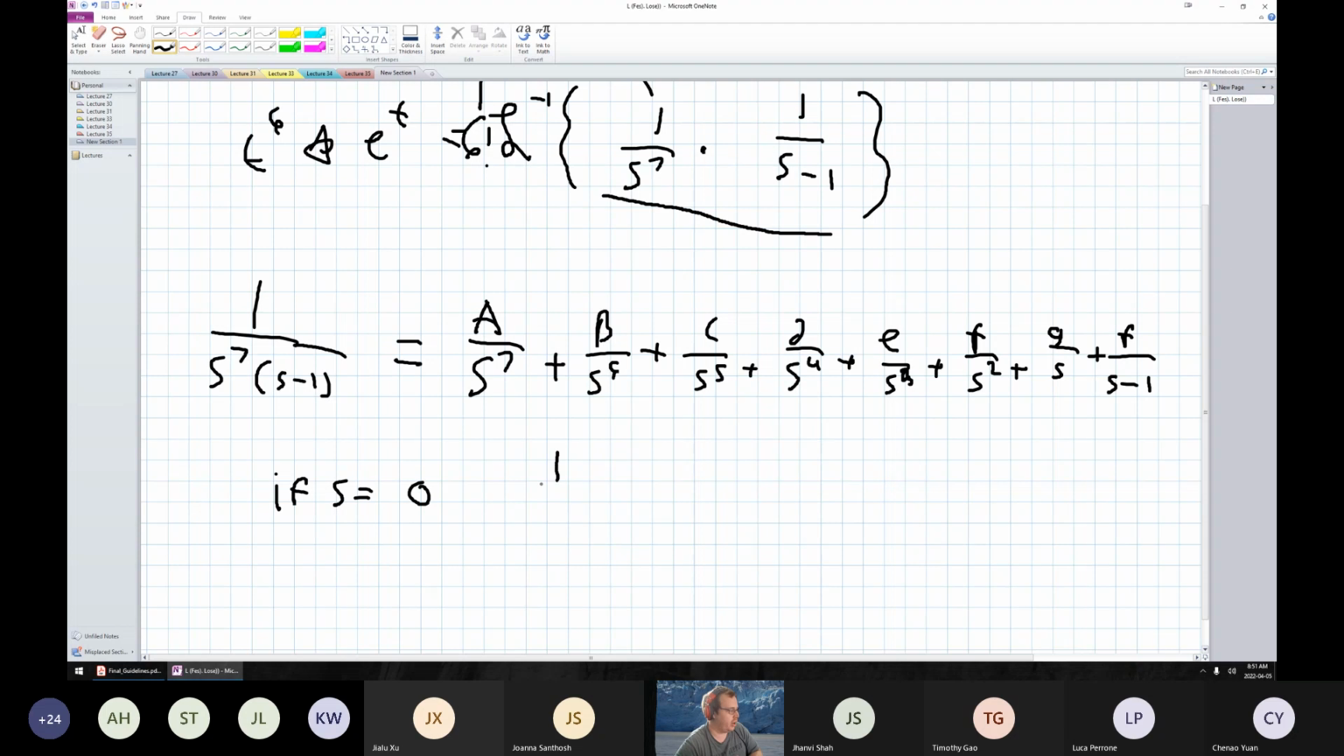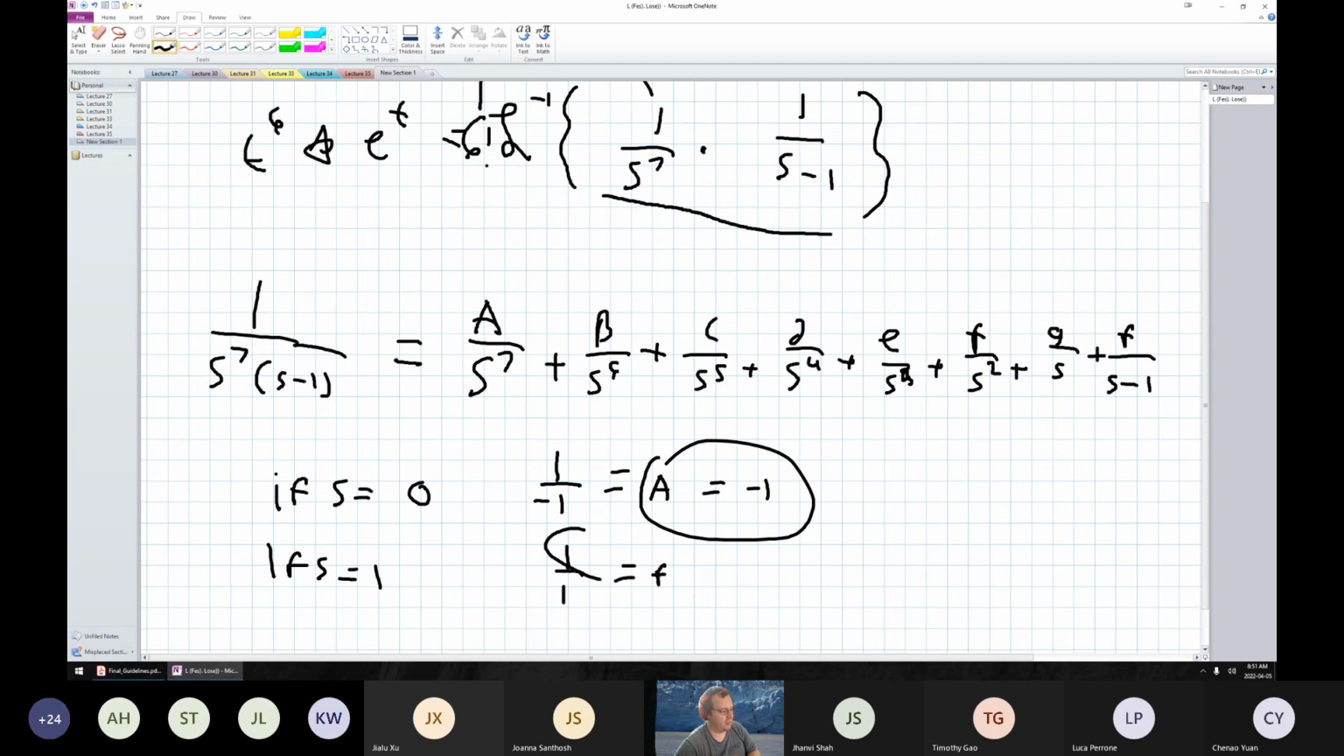So in this case, I'd have 1 over, so plug in 0. So I'd have 1 over negative 1 is equal to A. Okay, so A is just equal to minus 1. Done. That's it, really fast, right? Now, if s is equal to 1, this term goes to 0. So multiply by s plus 1, at least in your head. And here you'd have 1 over 1 to the 7th. So 1 is equal to F. So F is equal to 1.